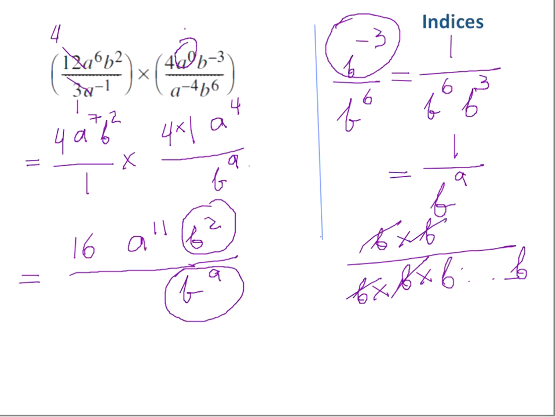So what will you end up with? You will end up with 16 a to the power of 11, and then you'd have b to the power of 7 in the denominator.